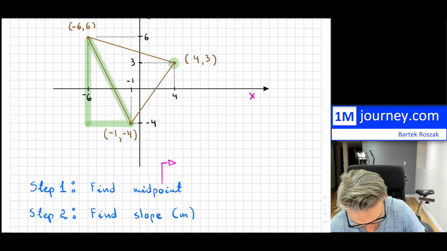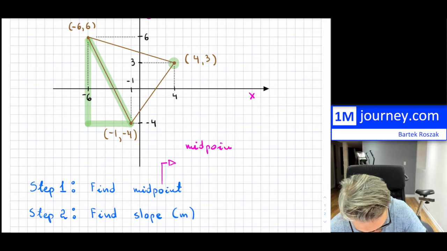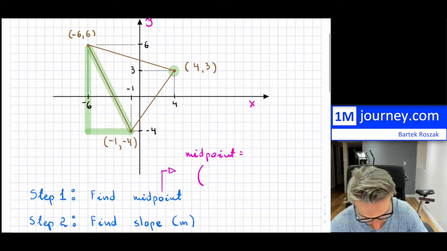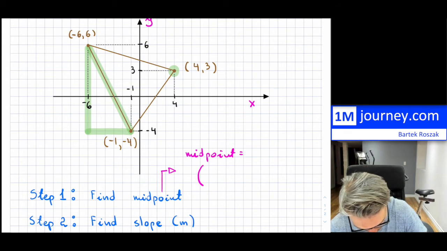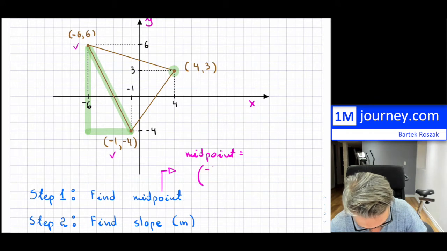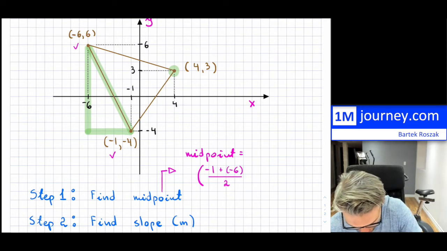In order to find the midpoint, you may recall, I need to know the x value. My x value is going to be the 2 values of x added together, so in this case, -1 and -6. So (-1 + -6) divided by 2. And that gives you the midpoint, which is going to be somewhere along here, this particular point.